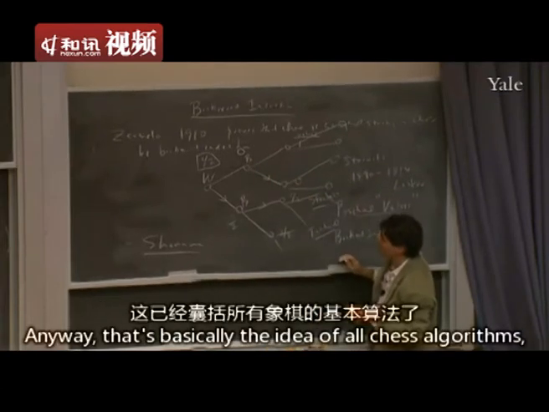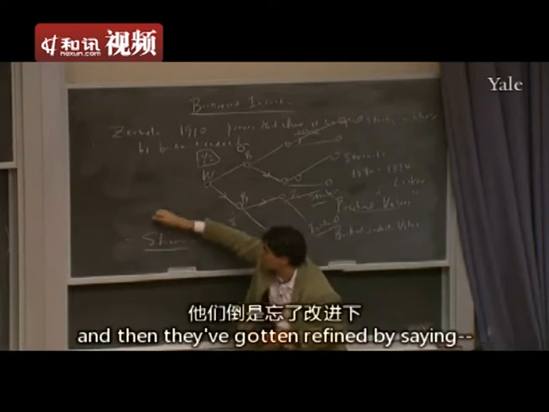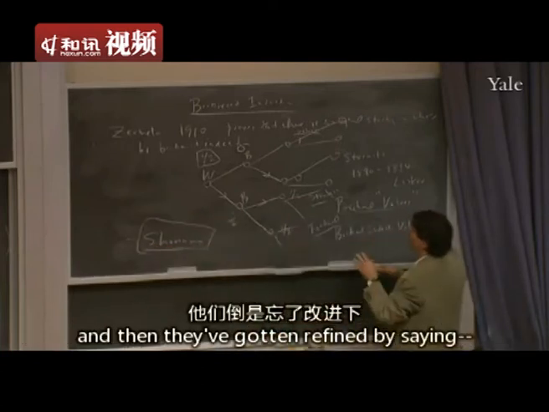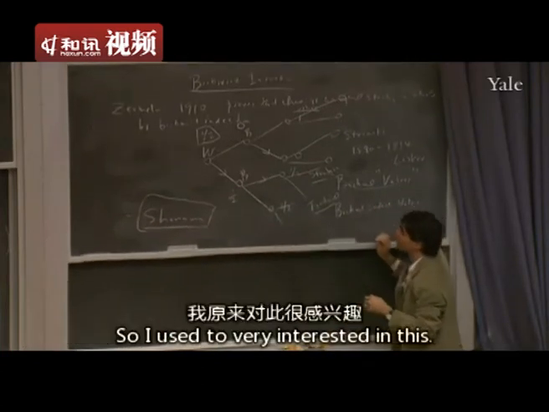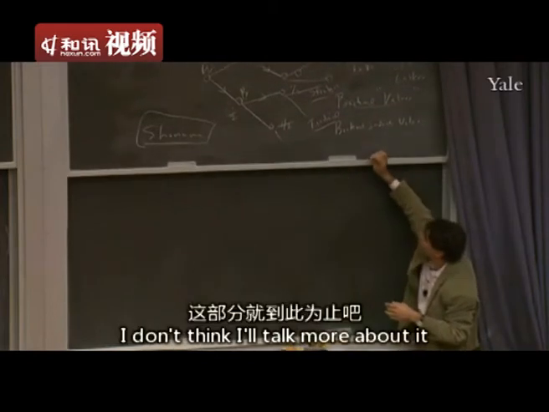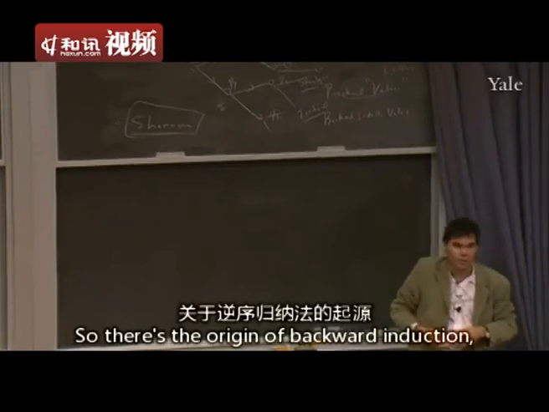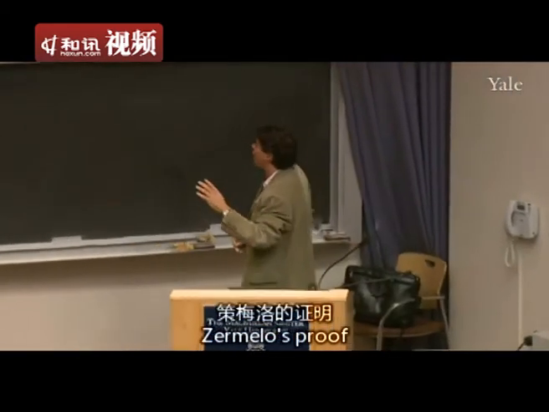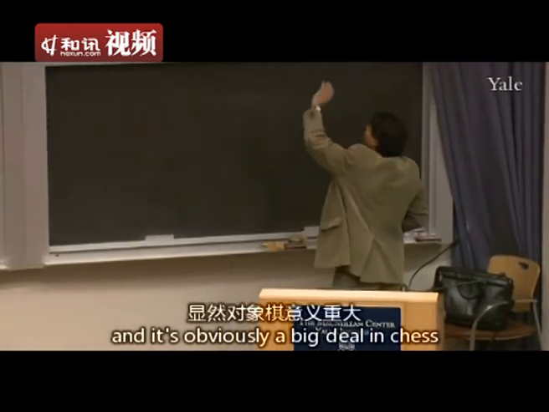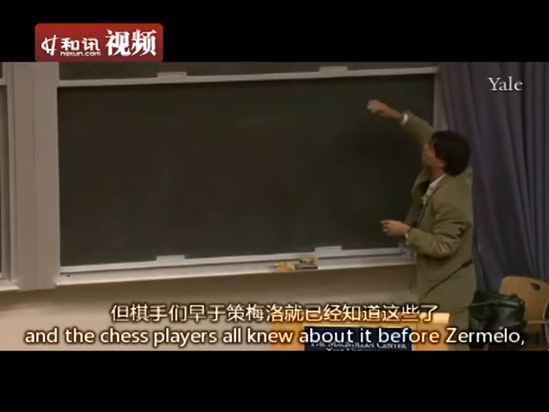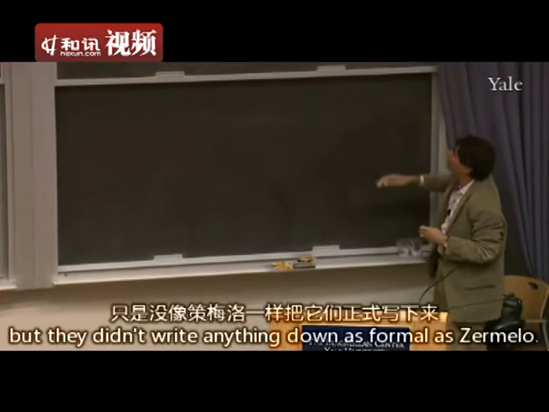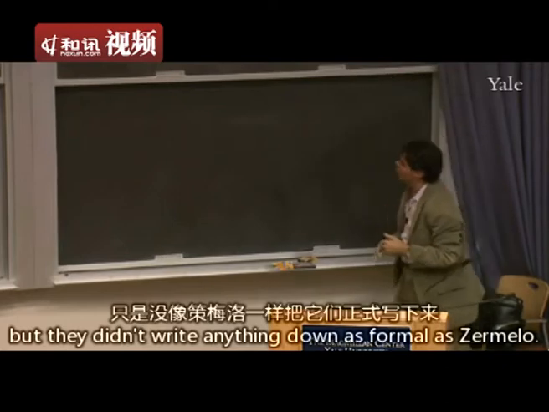Anyway, that's basically the idea of all chess algorithms, and then they've gotten refined, with lots of refinements. I used to be very interested in this. I don't think I'll talk more about it unless anyone wants to ask me something. So there's the origin of backward induction, or Zermelo's proof, and it's obviously a big deal in chess. The chess players all knew about it before Zermelo, but they didn't write anything down as formulas.